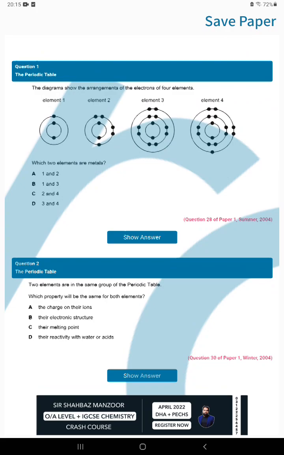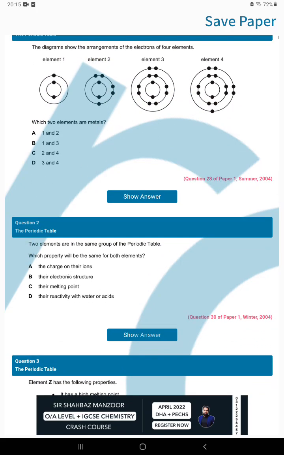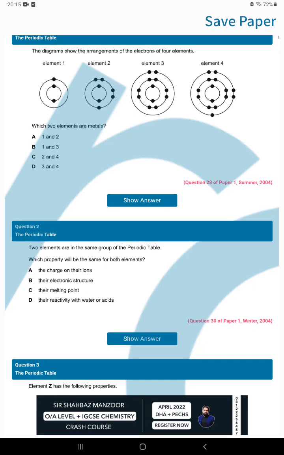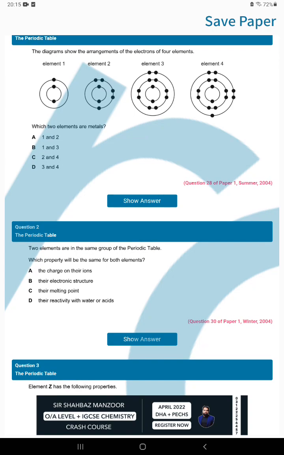The periodic table. The diagram shows the arrangements of the electrons of four elements: element 1, element 2, element 3, and element 4. Which two elements are metals? Okay, so in the first element 1, we have 1, 2, 3 electrons and one valence electron. Then in element 2, we have 1, 2, 3, 4, 5, 6, 7 electrons, with 5 valence electrons.